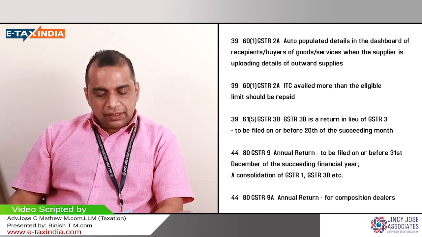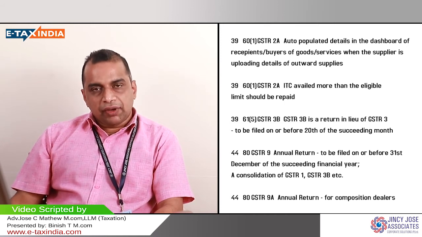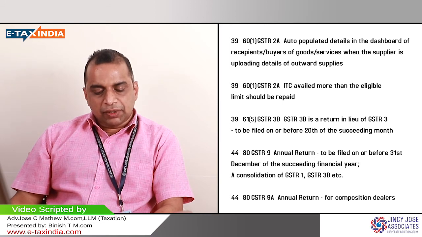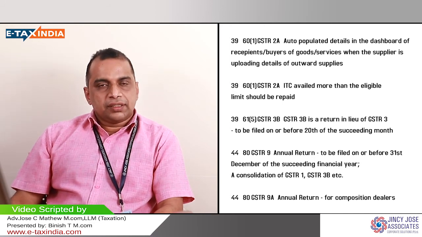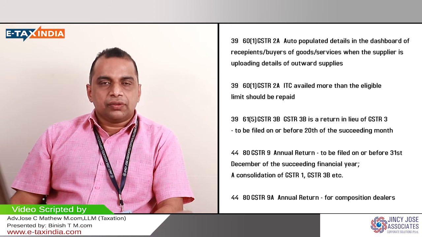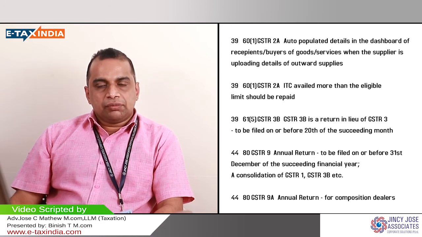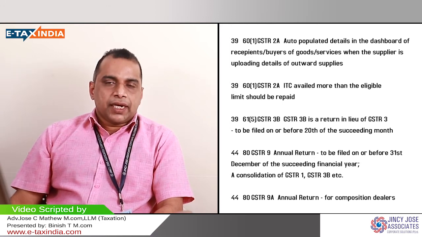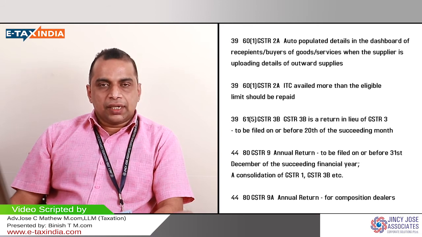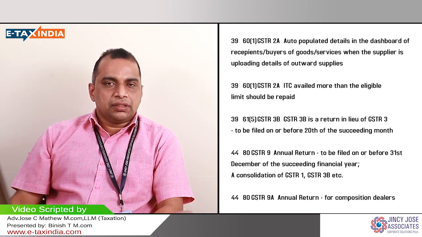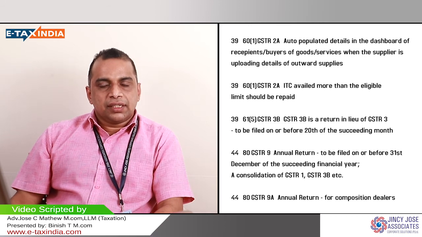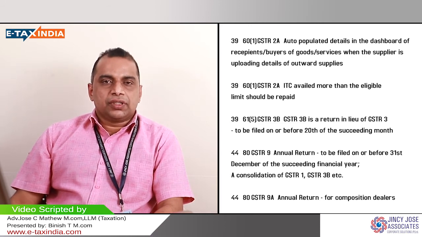Then 6A is there. The details of outward supplies made available to the ISD recipient on the basis of form GSTR 1. GSTR 6A is the auto-populated details of the ISD invoices being reflected in the dashboard of the branches, or the recipients of the ISD invoices. They are called ISD recipients, or for easy understanding, we can say the branches. So the form is GSTR 6A.